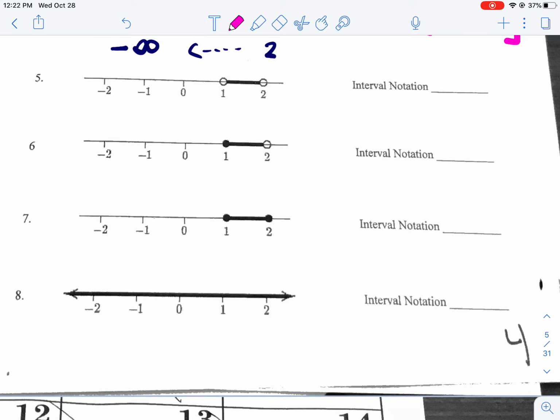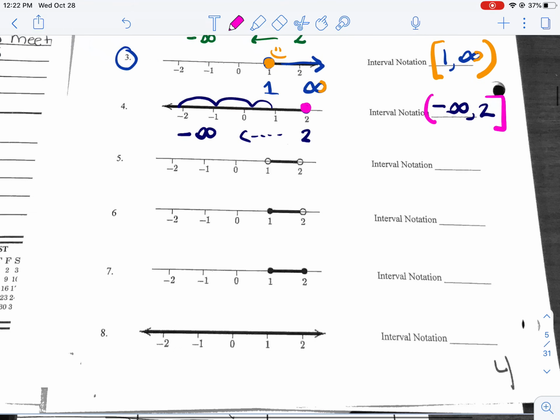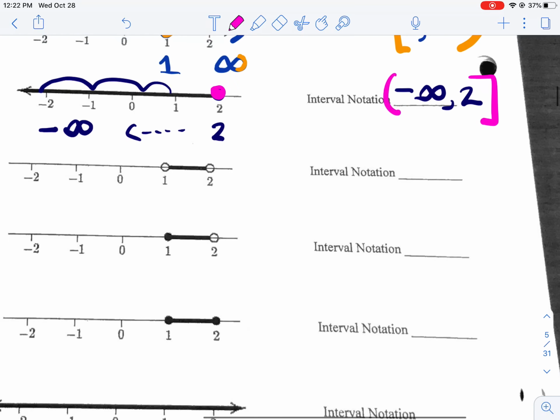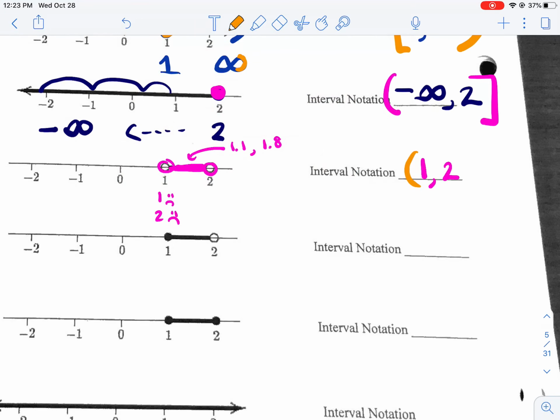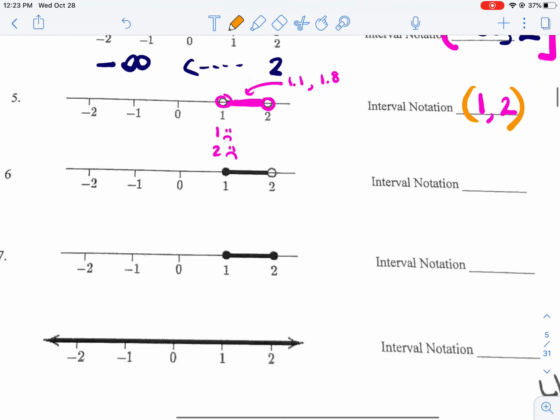The other way they can ask us these questions is not if the numbers are going all the way to infinity, negative or positive, but just what's happening in between. An answer to this set of numbers would be like 1.1 or 1.8, something in between 1 and 2. But 1 is not an answer, and neither is 2, because they have open circles. So between 1 and 2, they're both going to be curvy brackets. Now look at this one. Same idea, 1 to 2.